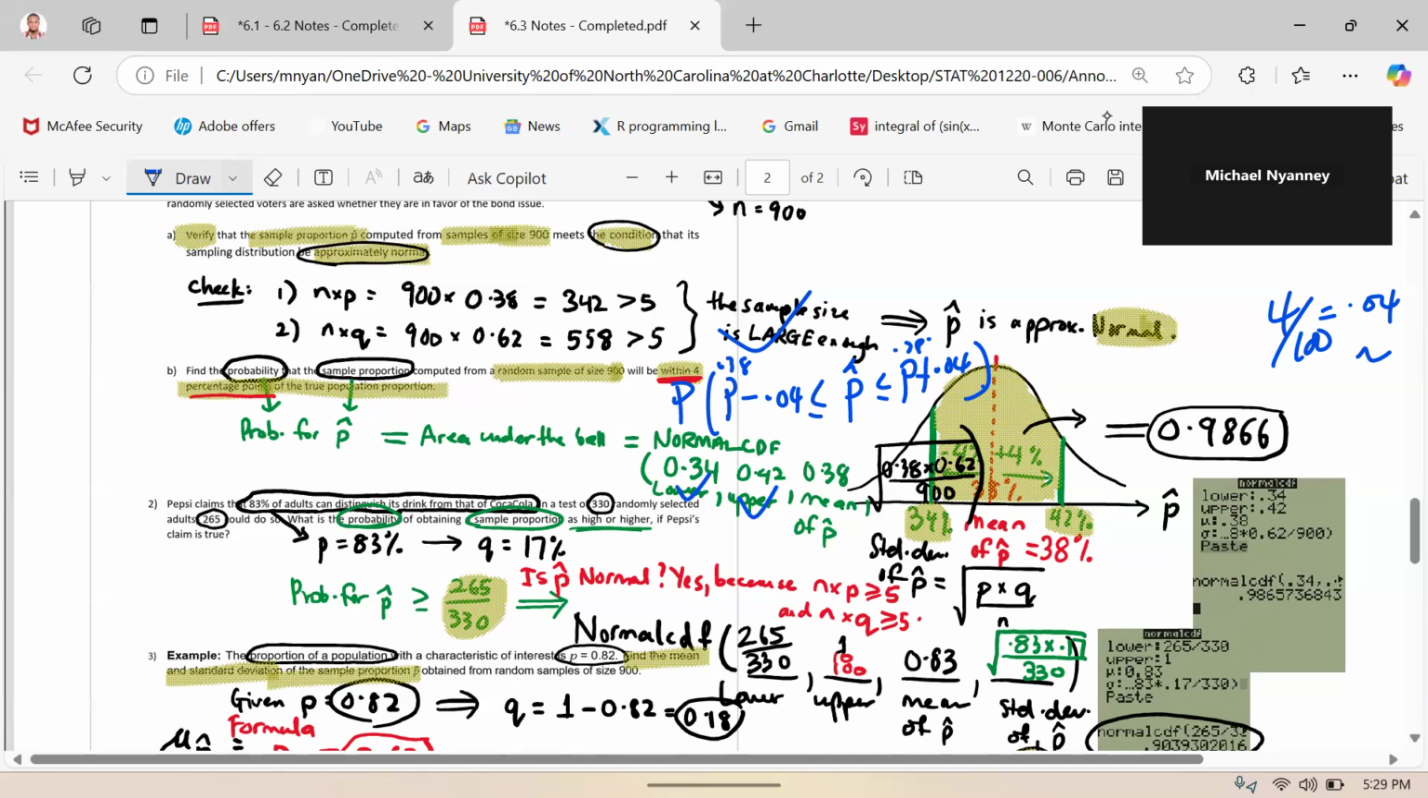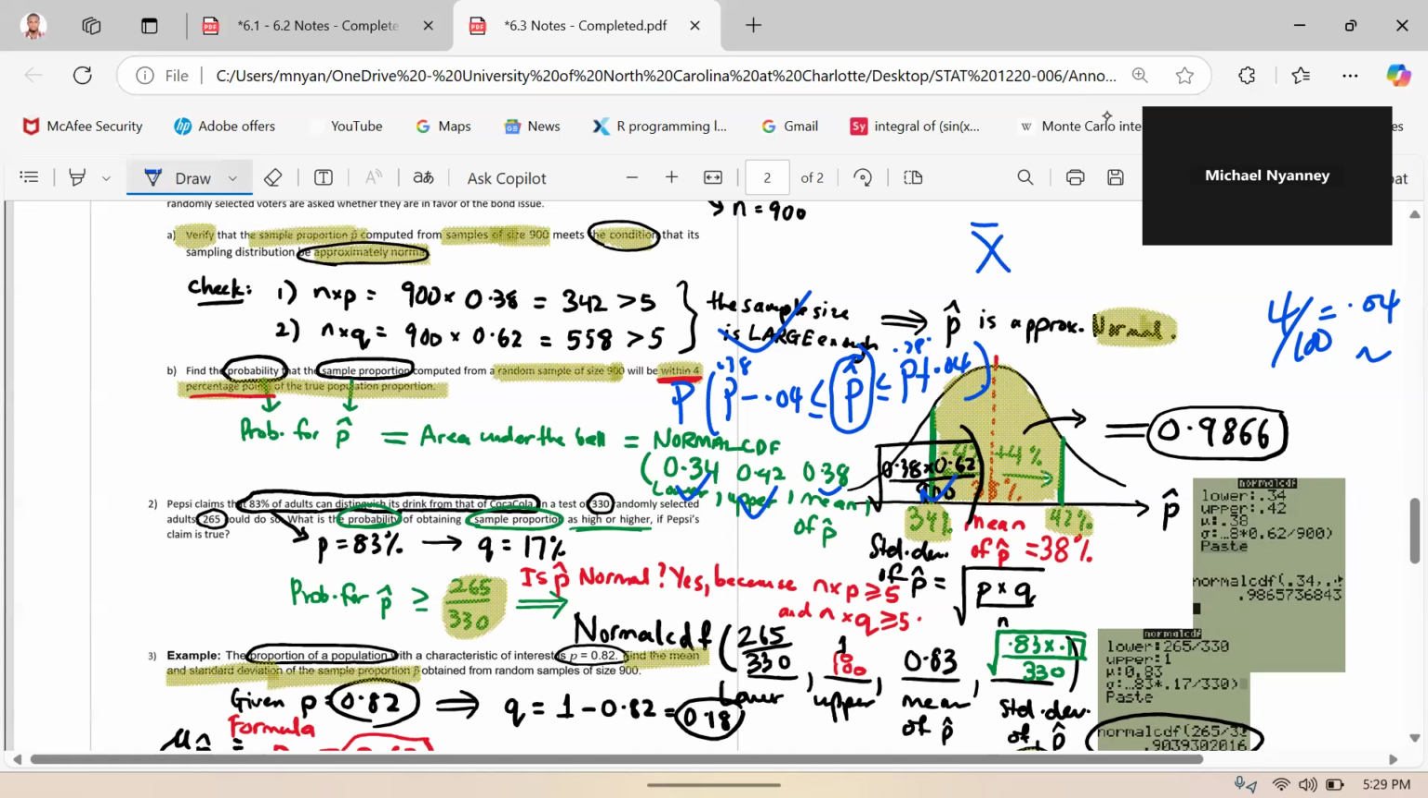Then the mean. Know that always we focus on what is here. When we're using the S bar, we focus on the S bar, the mean of it. So the mean of this is the same as the population proportion, which is 0.38. And for the standard deviation, use the formula, which is P times Q all over N, and N is 900.